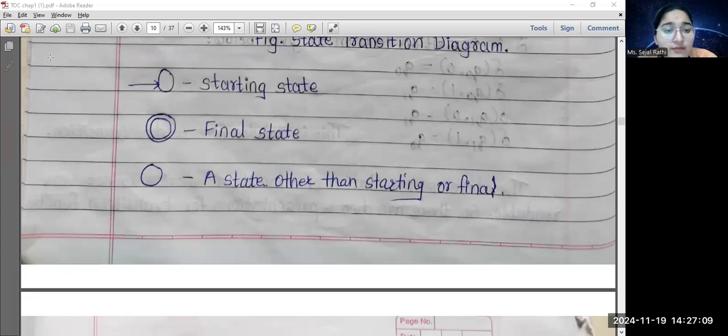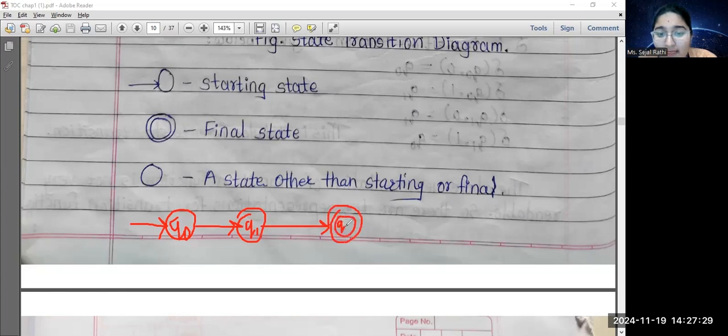If we have different transition mappings or inputs, suppose we have Q0, again Q1, and suppose we want Q2 as a final state, then we write it this way. Now this is a state other than starting or final. This is neither a starting state nor a final state, so we represent it with only a circle.